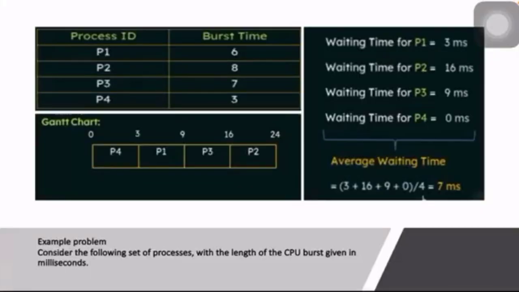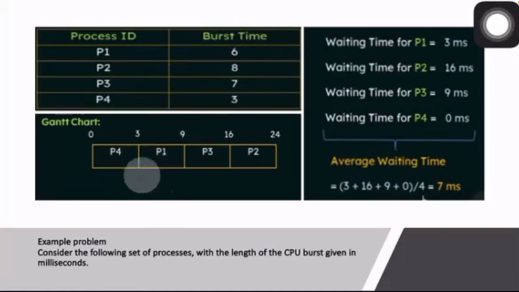So here's the example problem. Consider the following set of processes with the length of the CPU burst given in milliseconds. As you can see here, we have four process IDs and their respective burst times. From the name itself, shortest job first, we will find the smallest burst time, which is P4. So P4 will be the first to use the CPU, and P4 will end its execution in 3 milliseconds. Since, from the name itself, we look for the next smallest burst time, that will be P1, which has a burst time of 6.